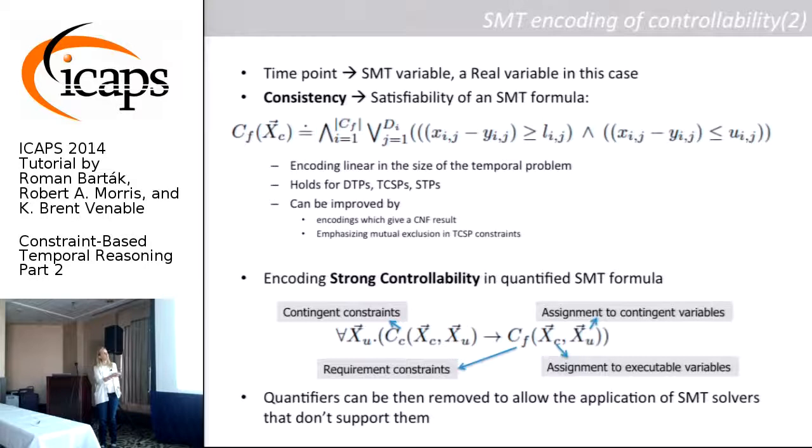The difference has to be bigger than the lower bound and smaller than the upper bound, and you just get a specific type of SAT formula. In this case, non-quantified, but when you move to controllability, it's actually going to be quantified, and you have to do it in a smart way so that these solvers, which have been developed for SMT, for satisfiability modulo theory, can aggressively solve this problem in a fast way.